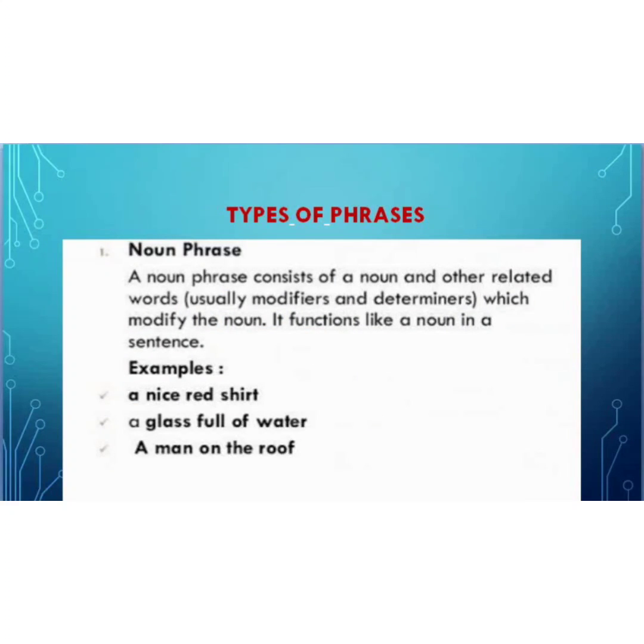Now among the types of phrases, there is the noun phrase. A noun phrase usually consists of a noun as well as a modifier. It can also be comprised of an article, for example, "a nice red shirt," "a glass full of water," "a man on the roof." In all these groups of words, you can see the focus is merely on a noun. So this type of group of words will be considered as noun phrases.